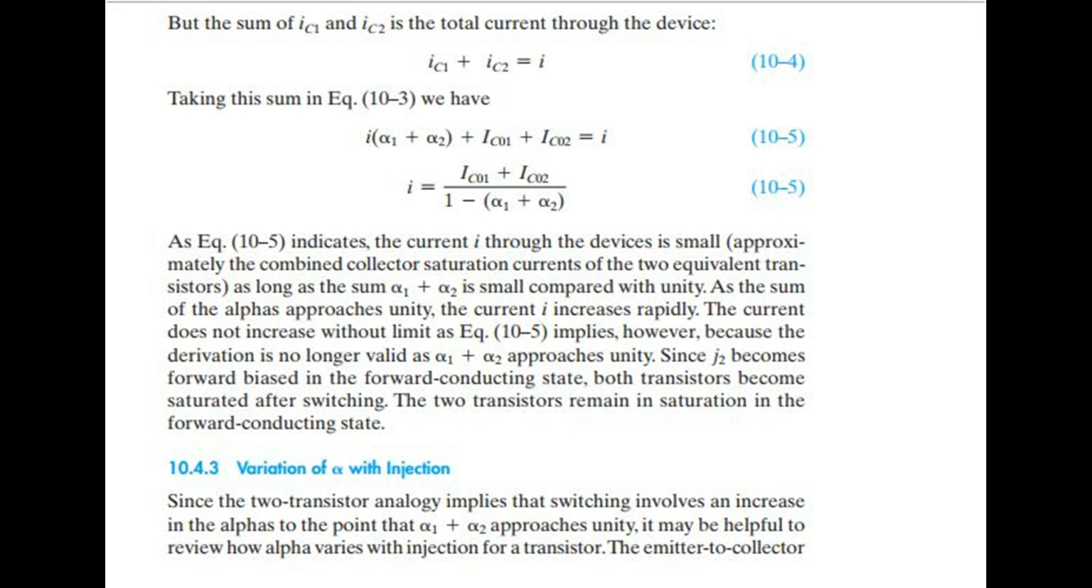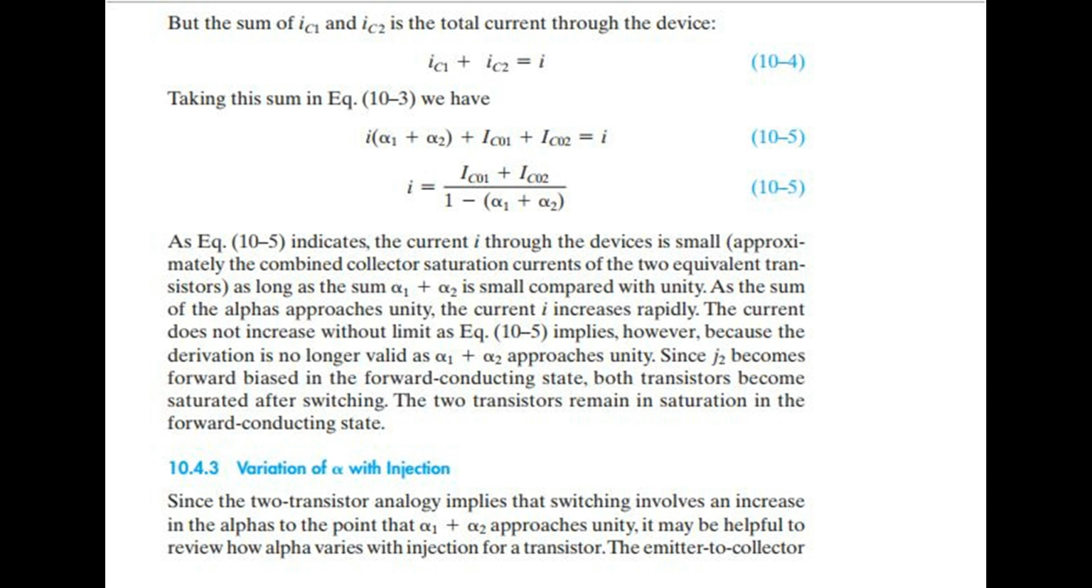As the sum of the alphas approaches unity, the current I increases rapidly. The current does not increase without limit as Eq. 10.5 implies, however, because the derivation is no longer valid as α1 plus α2 approaches unity. Since J2 becomes forward biased in the forward conducting state, both transistors become saturated after switching. The two transistors remain in saturation in the forward conducting state.